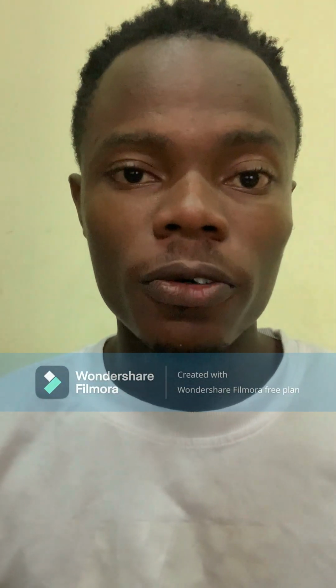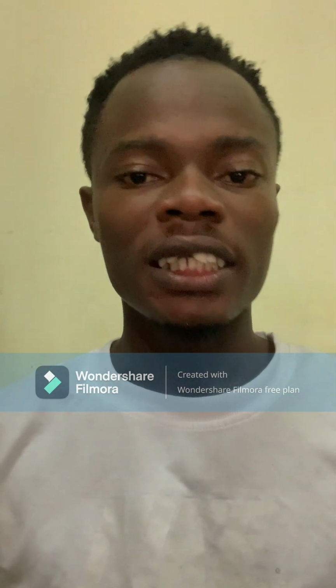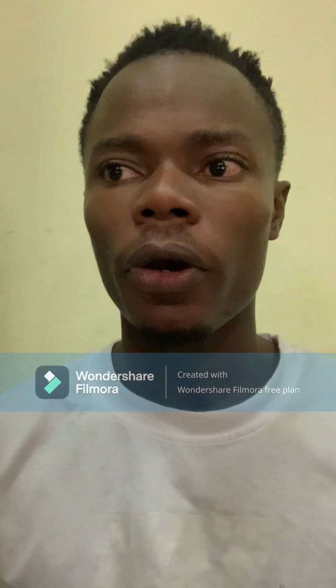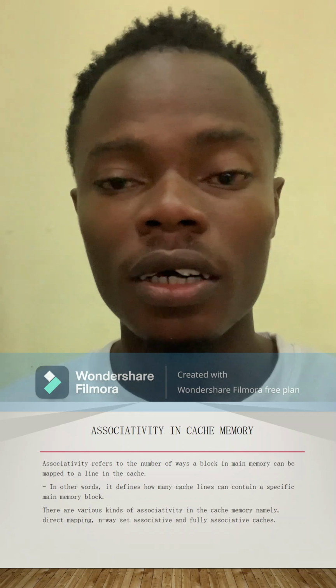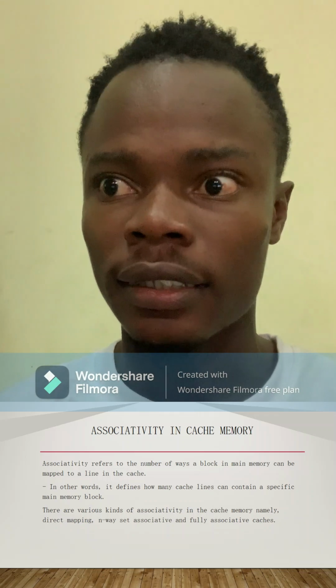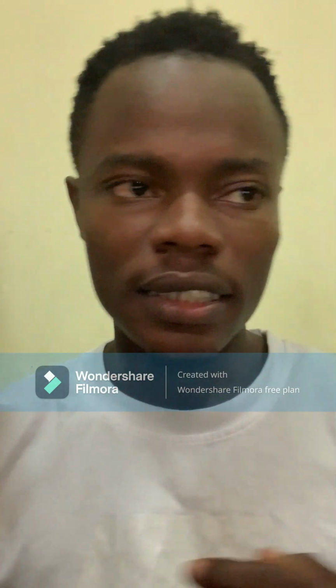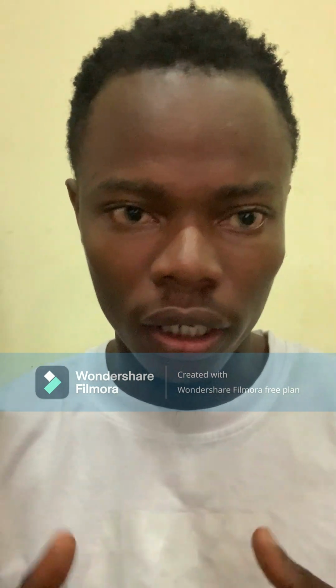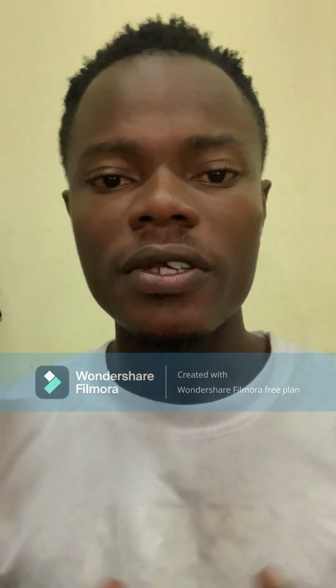Hi guys, my name is Reno Kose and I'll be taking you through associativity in cache memory. Associativity refers to the number of ways a block in the main memory can be mapped to a line in the cache. In other words, it defines how many cache lines a specific memory block can map to. Associativity is the size of these sets, or how many different cache lines each data block can be mapped to. Higher associativity allows for efficient utilization of cache but also increases the cost.